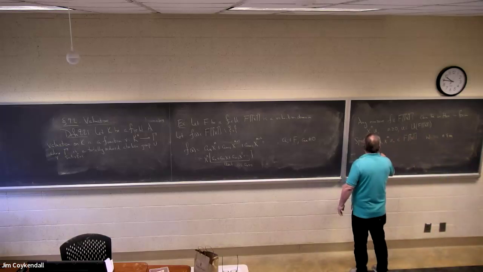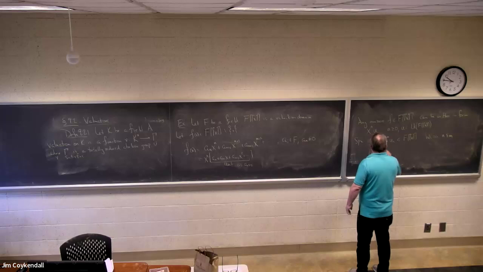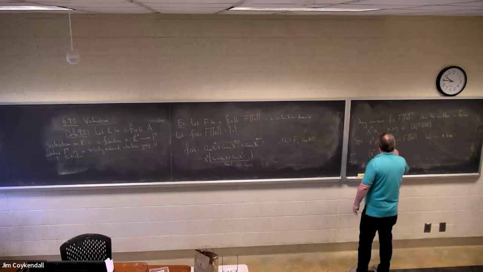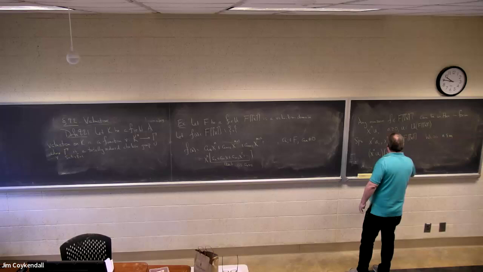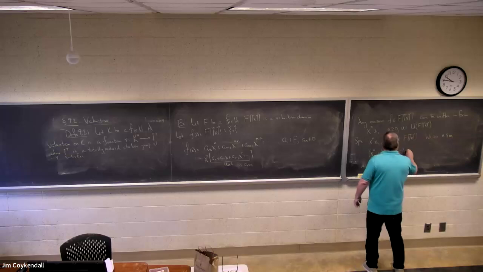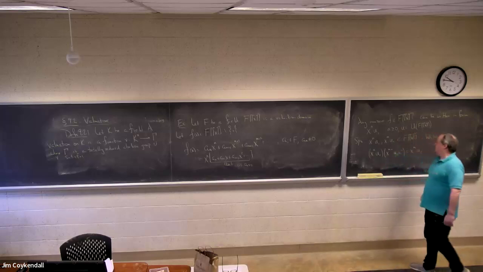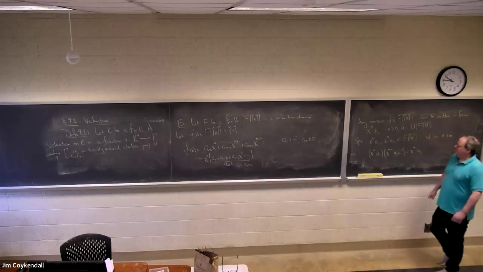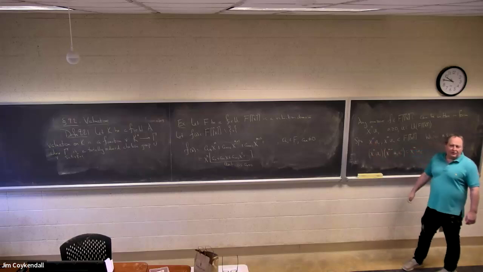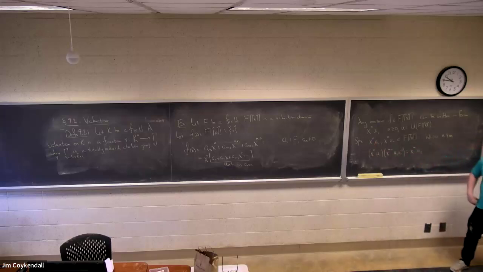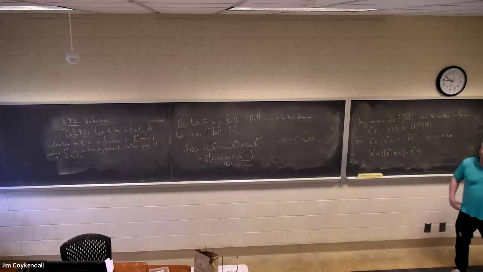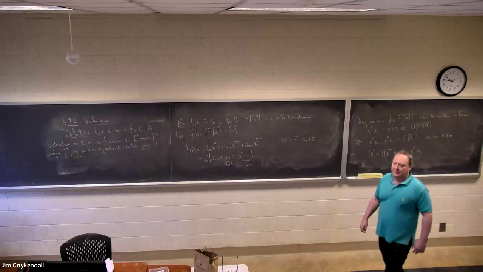x to the n u1 times x to the m minus n u2 u1 inverse gives x to the m u2. So whichever one has the smallest x exponent divides the other one. And if it's a tie, they both divide each other. Right? So this is a non-trivial example of a valuation.